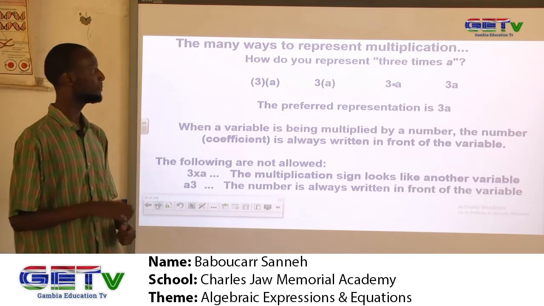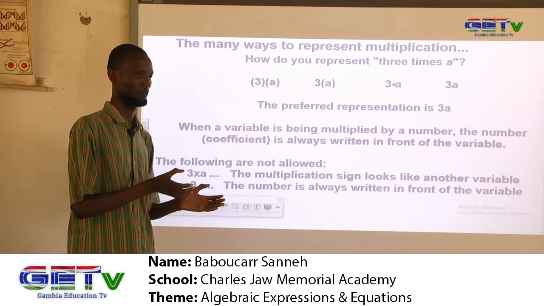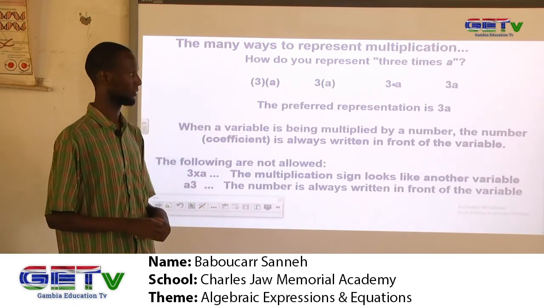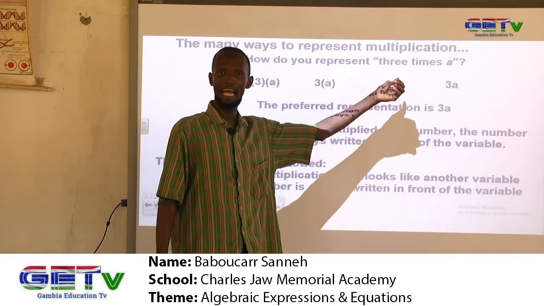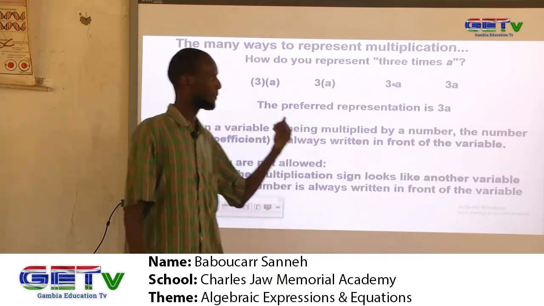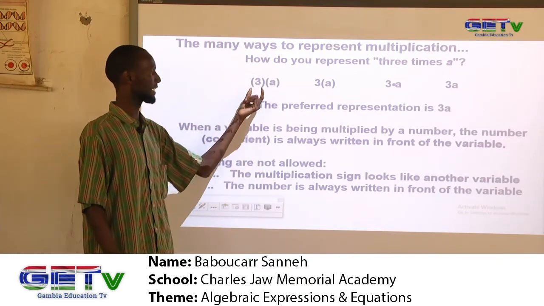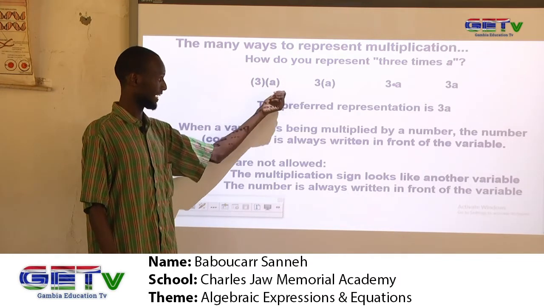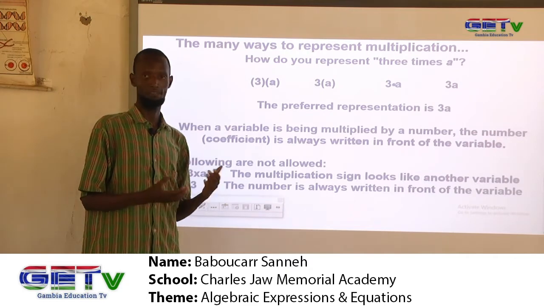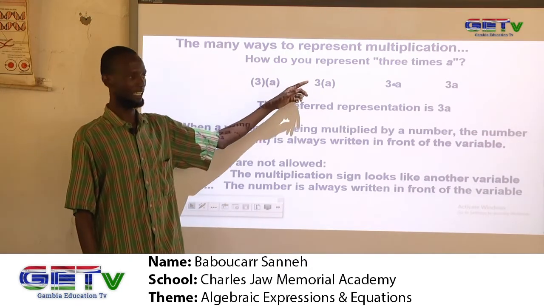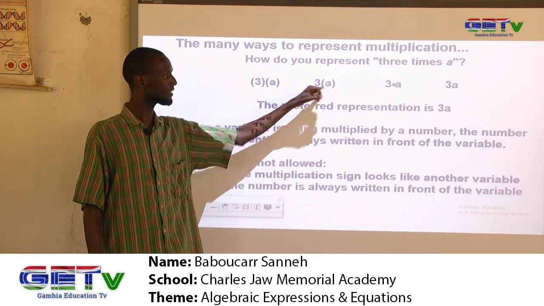Now, the many ways to represent multiplication. There are many ways we can represent multiplication. If I want to write 3 times a, there are multiple ways I can write that. I could put the 3 in brackets and the a in brackets, and that represents 3 times a. If I want, I can write the 3 and only enclose the a in brackets. Again, it indicates 3 times a.